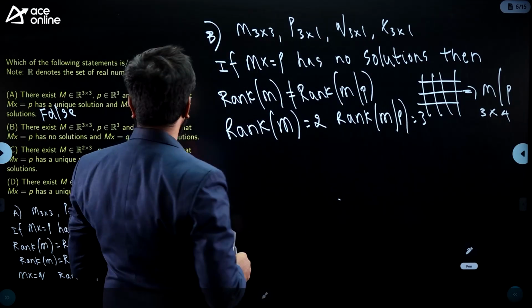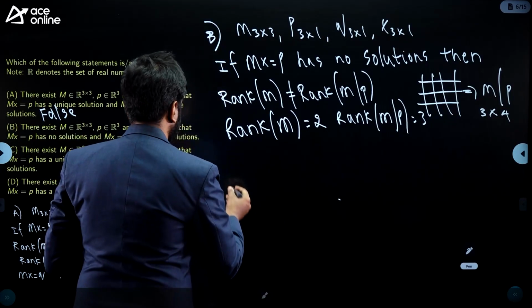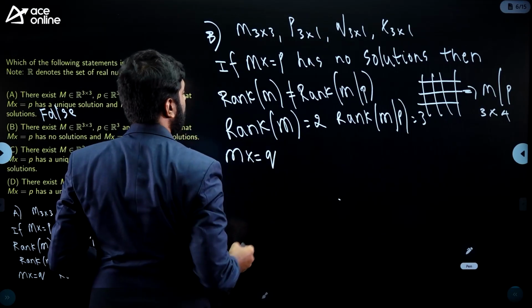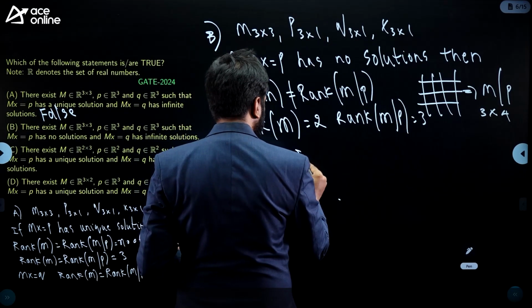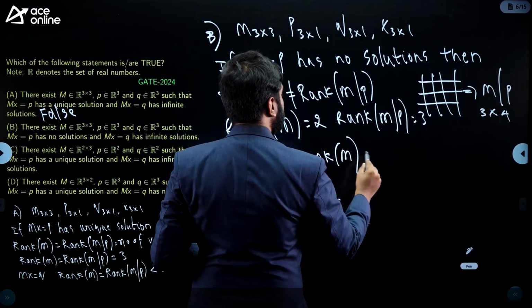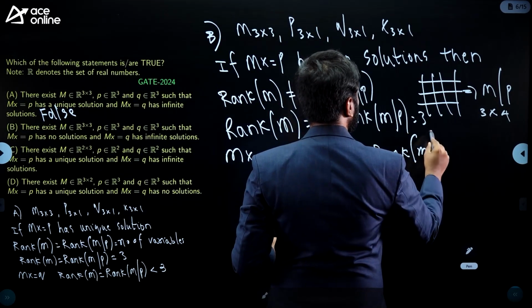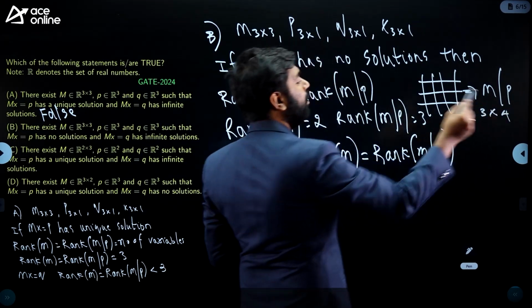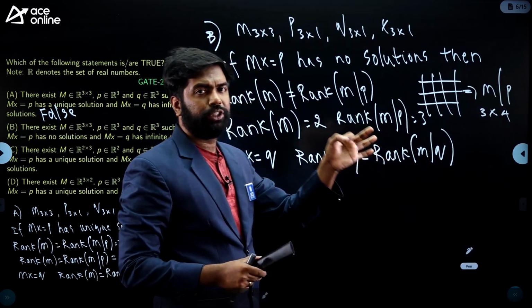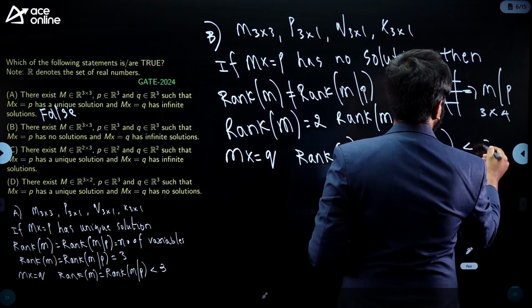What next? And he also says that Mx equal to Q has infinite solutions. So Mx equal to Q has infinite solutions. If you want infinite solutions, then the rank of M must be equal to rank of MQ, and it must be less than the number of unknowns. First thing is they must be equal, and it should be a value which is less than the number of variables. 3 variables are there, so it has to be less than 3.